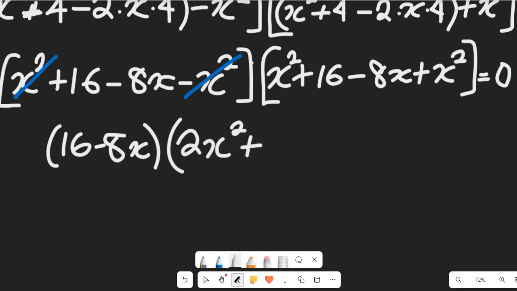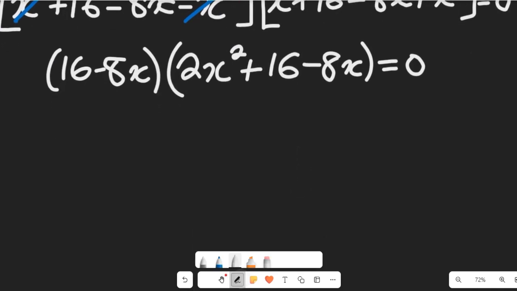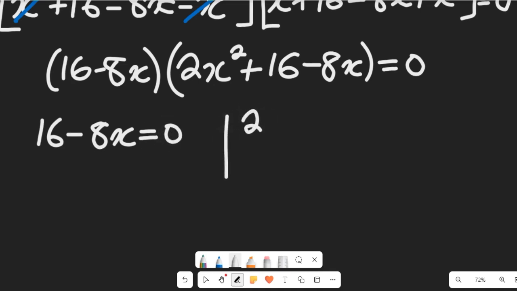Plus 16 minus 8x, and all this will be equal to 0. This is going to give us a zero product rule, and from that zero product rule, we can simply break out this expression. So if we break out that expression, we can have 16 minus 8x to be equal to 0. And we'll also have 2x squared, which is the same as a quadratic equation, minus 8x plus 16 will be equal to 0.